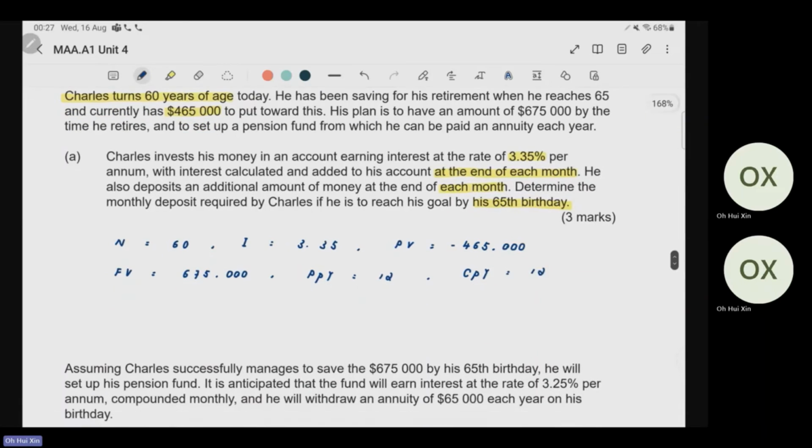Key in all of this in your calculator, and you should get your PMT as negative 1921.80101. Then from there you rewrite your answer properly, without the negative sign, and to 2 decimal places.